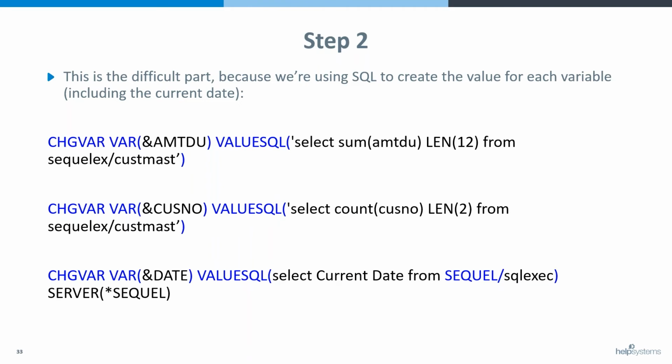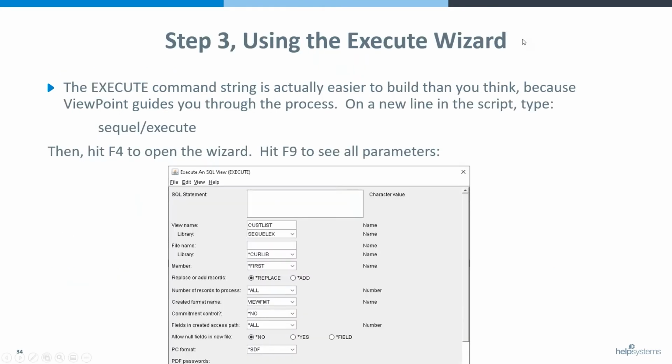The third step is to create the execute command string. And an easy way to do this, and I think it's easy to get intimidated by the execute command, and you don't need to be, because we've got a wizard in the script designer that allows you to build the command string on the fly without really needing to know what all the parameters are or what they do. If you hit F4 and F9, you'll see a long wizard. And I just gave you a little snippet for the execute command. It's a huge list of parameters. You don't need to remember all that. You can use the wizard and figure it all out.